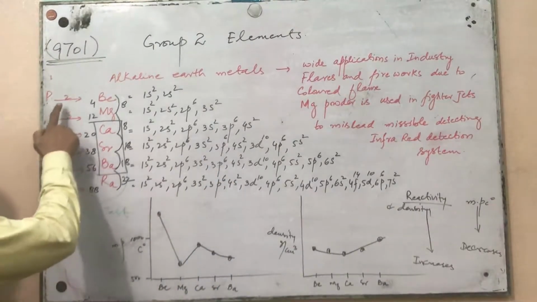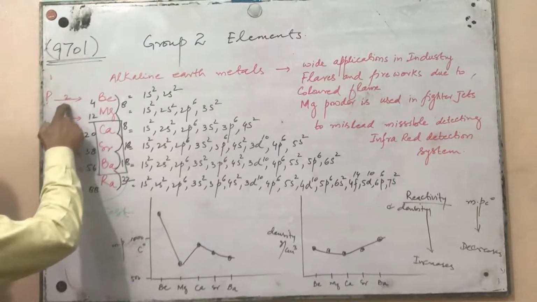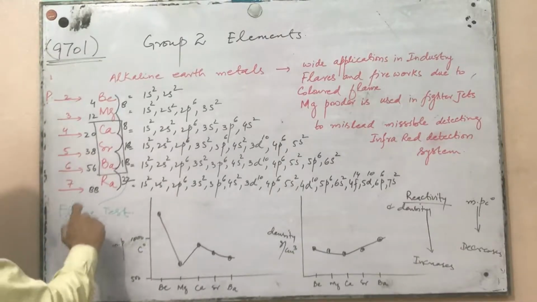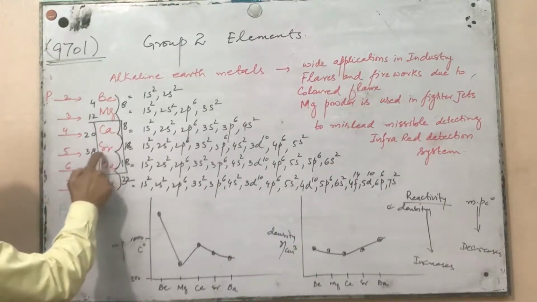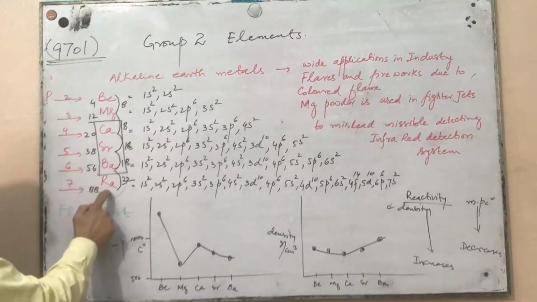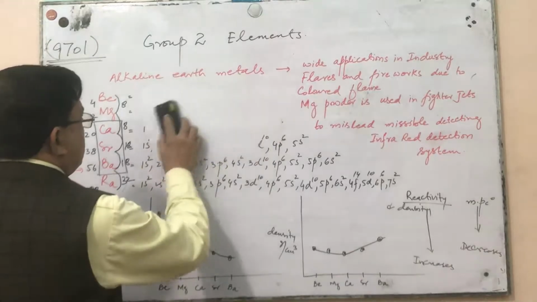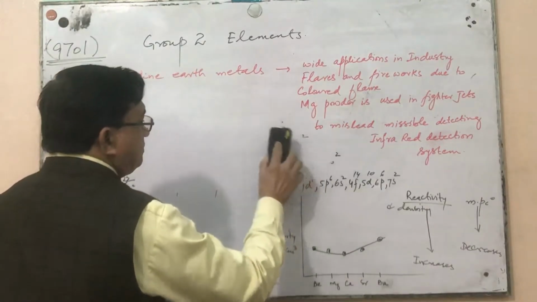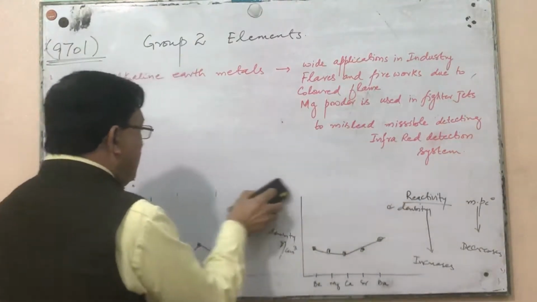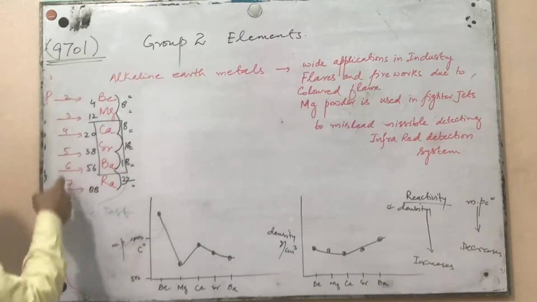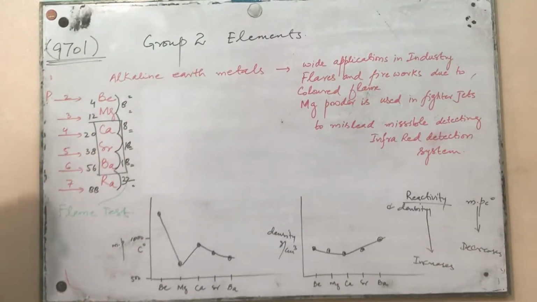Now, beryllium is a second period element, magnesium is a third period element, calcium is fourth, strontium is fifth, barium is sixth and radium is a seventh period element. Now, as we know, the period number is indicated by the number of shells. Period number means the number of shells.